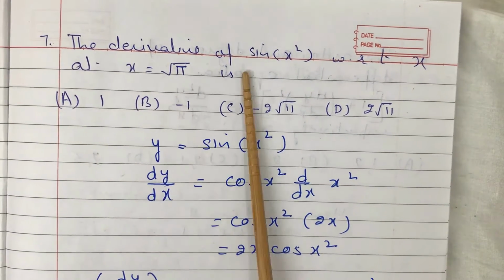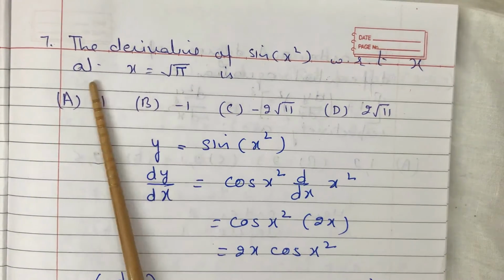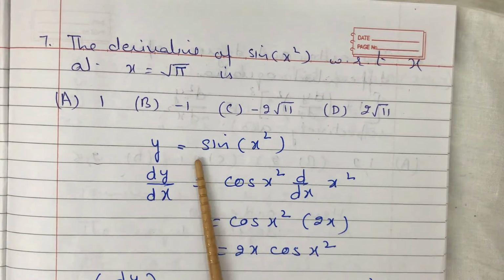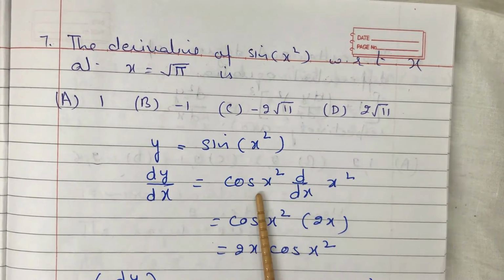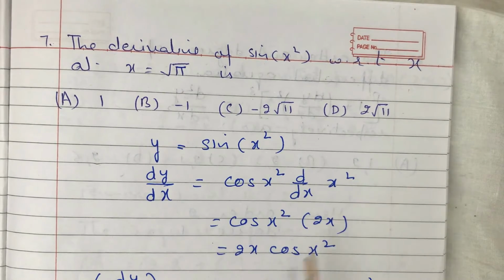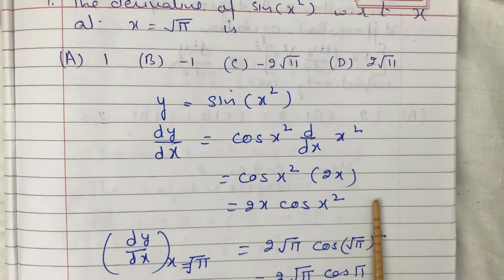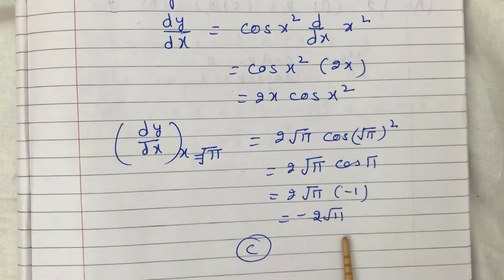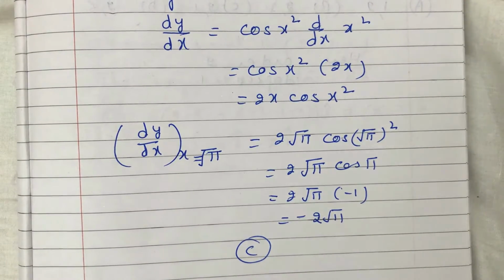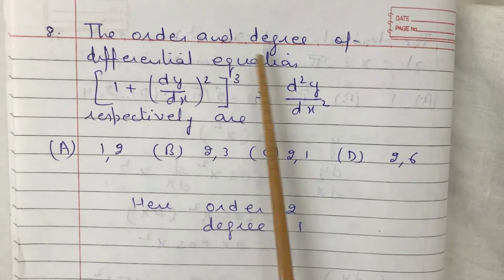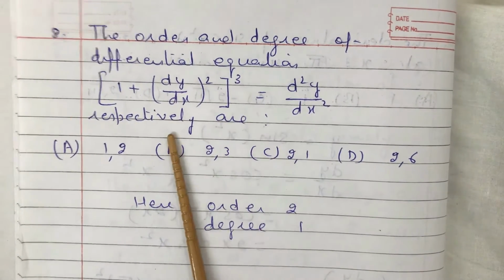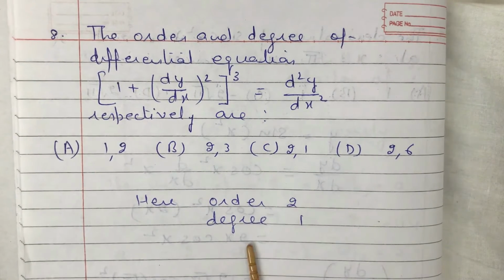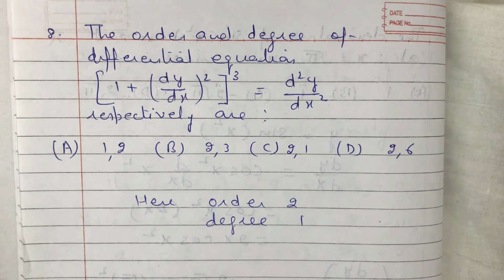Seventh question: the derivative of sine x square with respect to x at x is equal to √pi is, there are 4 options. Y is equal to sine x square, dy by dx is cos x square times d by dx of x square. You will get 2x cos x square. dy by dx at x is equal to √pi will be minus 2√pi. So C is the option. Now the 8th question: the order and degree of the differential equation given respectively are, there are 4 options. Here order is 2 and degree is 1. So that is the answer.